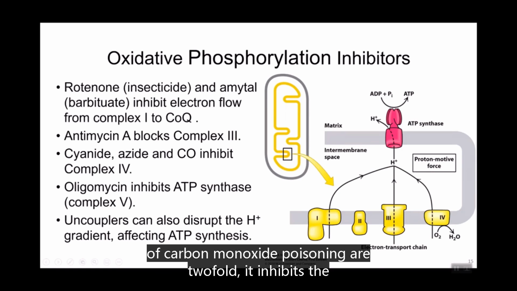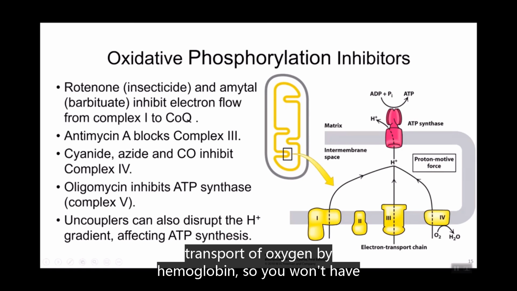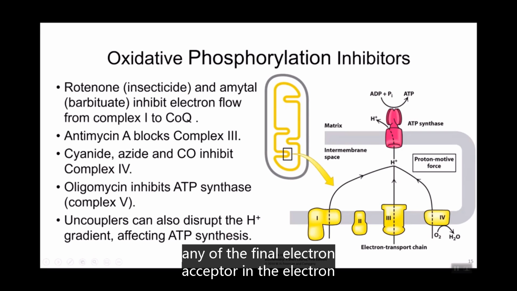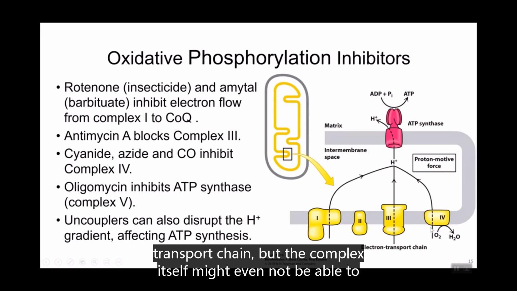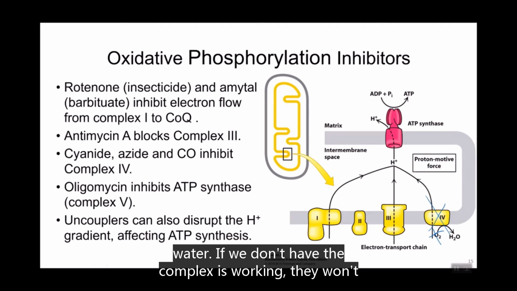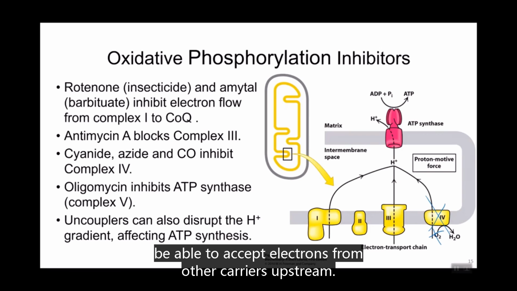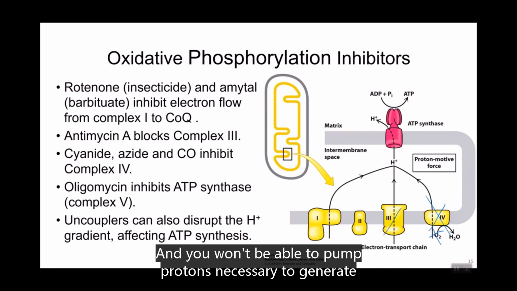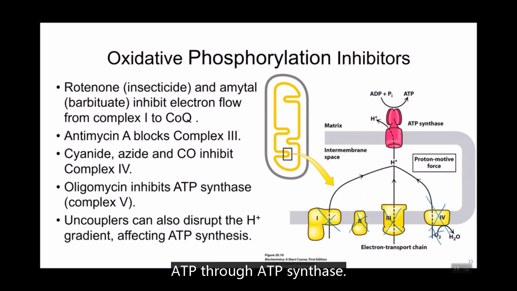So the effects of carbon monoxide poisoning are twofold. It inhibits the transport of oxygen by hemoglobin, so you won't have any of the final electron acceptor in the electron transport chain. But the complex itself might even not be able to pass electrons through to oxygen, reducing it to produce water. If we don't have the complexes working, they won't be able to accept electrons from other carriers upstream, and you won't be able to pump protons necessary to generate ATP through ATP synthase.